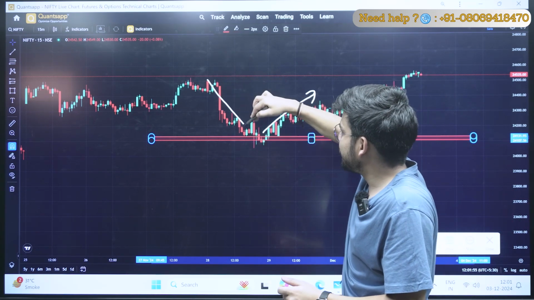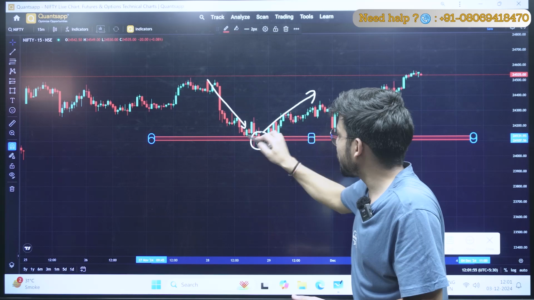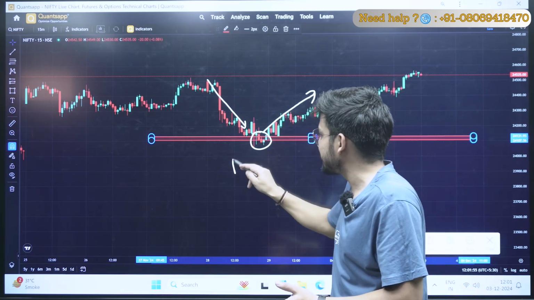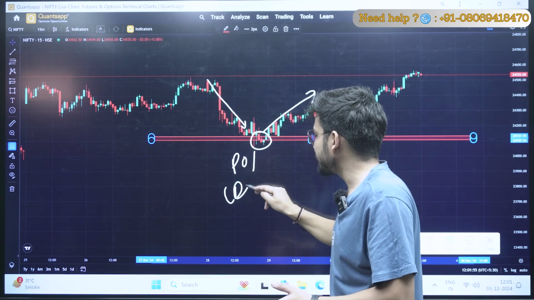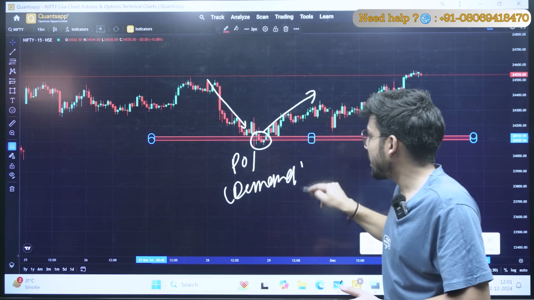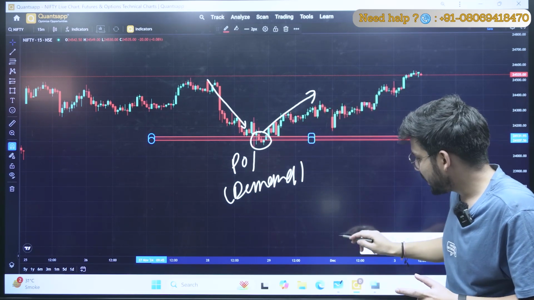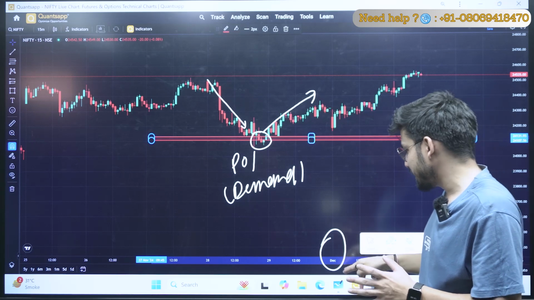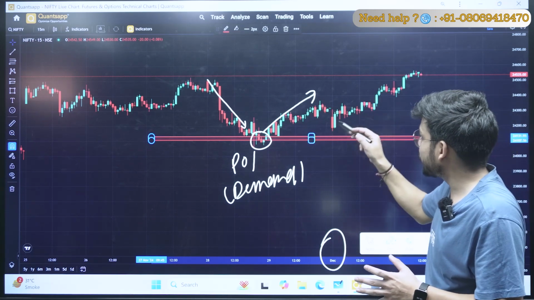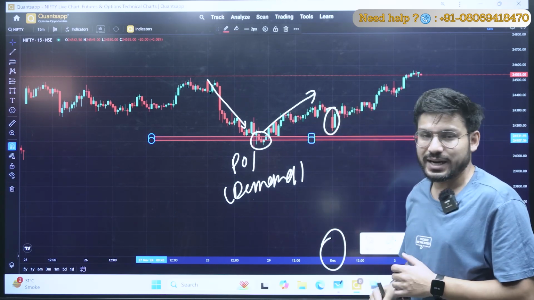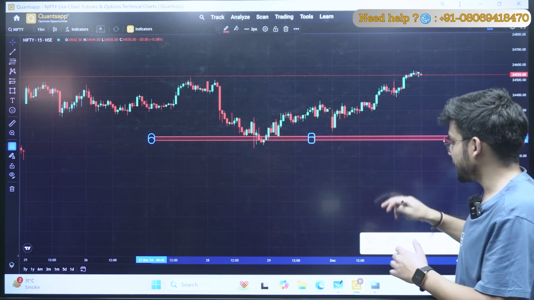You can see first of all there was a bearish movement. From this point of time the interest has changed. So this is my point of interest or my demand zone, because from here good buying started, right? Now you can see again, I guess it is 2nd of December. On the 2nd of December, this was my first 15-minute candle, right?